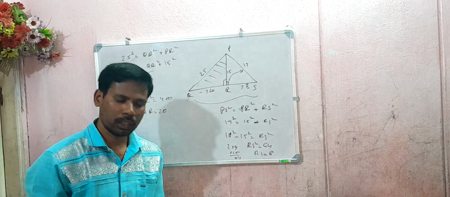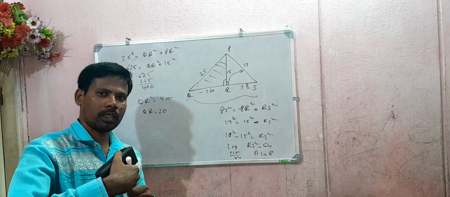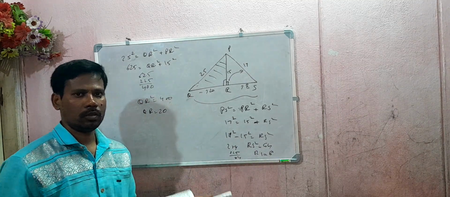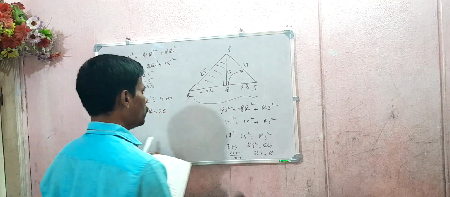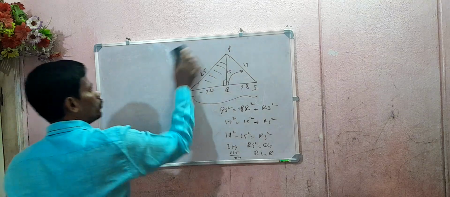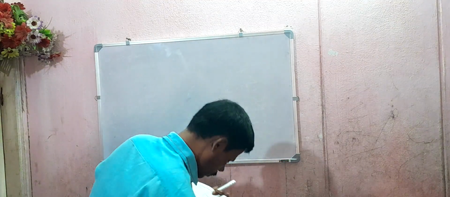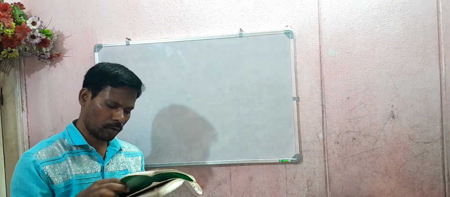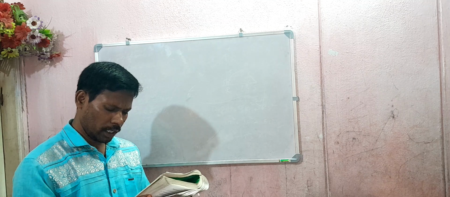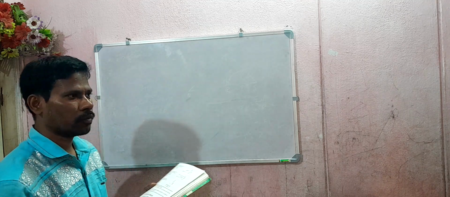It's quite simple, students. There is nothing much difficulty in this Pythagoras theorem. The only thing is you need to know the equations. Next we will do one small word problem based on this. It is a very interesting problem. The heights of two towers are 34 and 10. Heights of two towers.